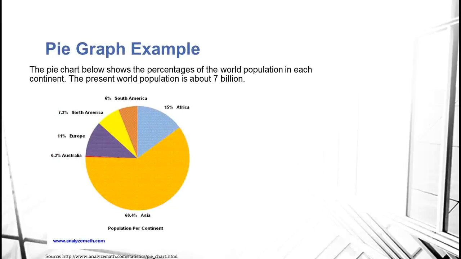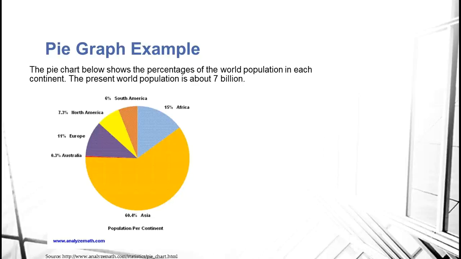And then lastly, the pie graph. So this is an example. The pie chart below shows the percentages of the world population in each continent. The present world population is about 7 billion. This is a really good example of a time that information that's not directly in the graph may be important to whatever questions you're asked or whatever calculations you have to do off of the data.